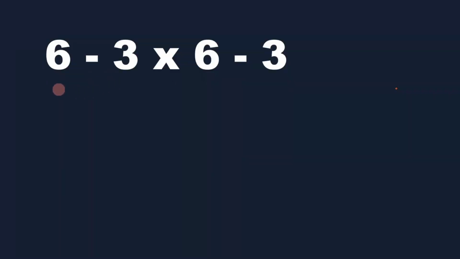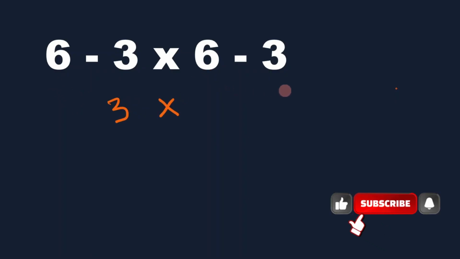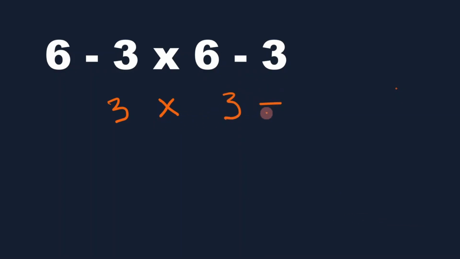Stop. If you solve this from left to right, your answer will be very wrong and you will get an incorrect answer. Now, assuming you solve this, 6 subtract 3 gives you 3. And if you multiply the 2, you will have 9. This is a very incorrect answer.